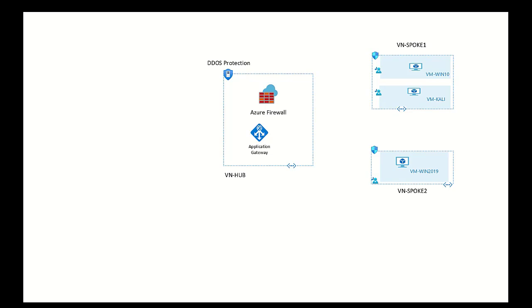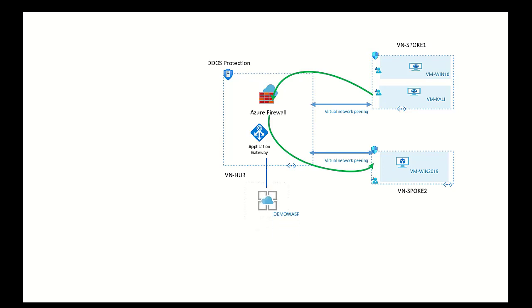So the beauty of that is you have all of this in a virtual network hub, and you can have connectivity to your virtual networks in the backend that contain your resources. You can also deploy a web app as well. In this case, we have deployed Demo Wasp. Now, Demo Wasp is an application that is open to some web vulnerabilities. So you can use that application as a sample scenario to do proof of concept for web application attacks, especially layer 7 type of attacks.